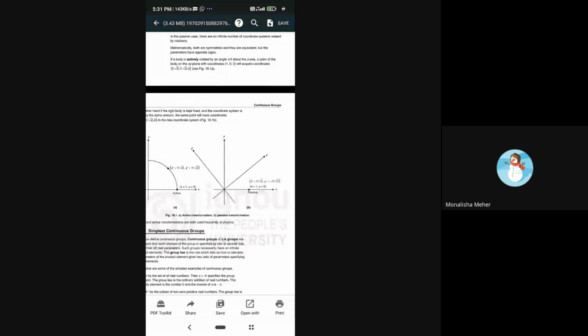In B, your point is fixed, but the coordinate axis is rotated. Now your point goes from the x-axis to the fourth quadrant. That is an example of passive transformation. The position coordinates of various points of the body change after rotation. These changes of position are called active transformation of rotation.